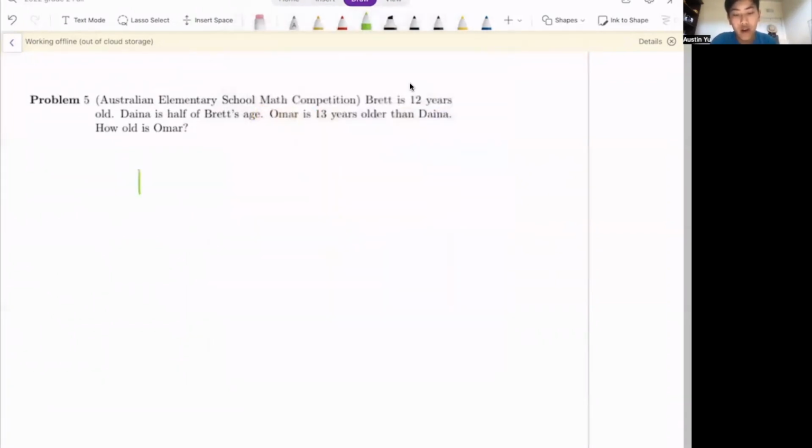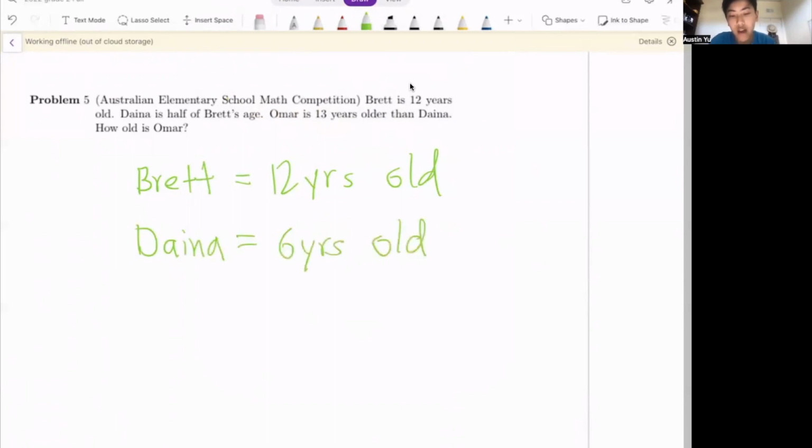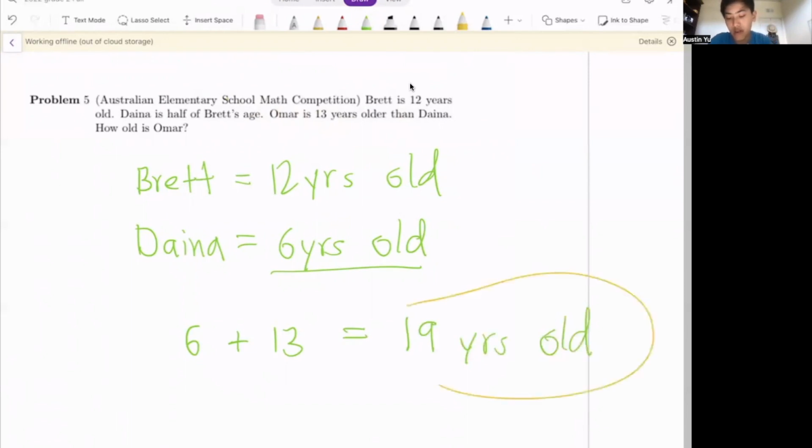Okay, as we know, it says that Brett is 12 years old, and Dana is half of Brett's age. Well, half of 12 is just 6, so 6 years old. And Omar is 13 years older than Dana. If Dana is 6 years old and Omar is 13 years older, we just add 6 and 13 together, which gives us 19 years old. So Omar is 19 years old.